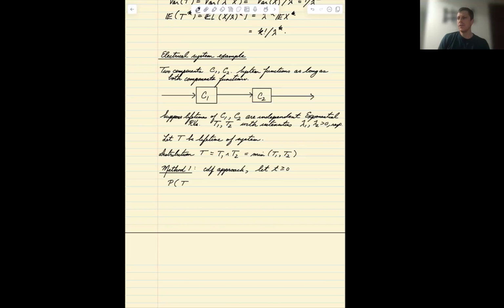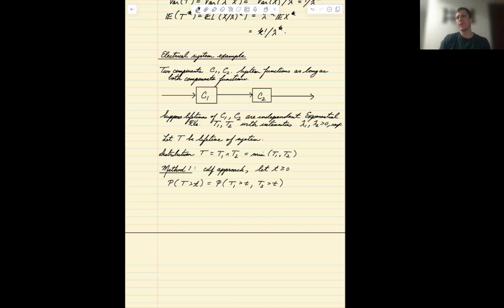But which one's going to be easier to calculate? Since we're talking about a minimum, the distribution of a minimum is more easily calculated by considering the probabilities of that minimum being larger than a particular value. The reason is that in order for the minimum to be larger than a particular value, both T1 and T2 have to be larger than that value.